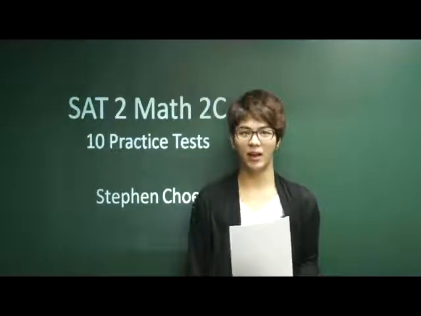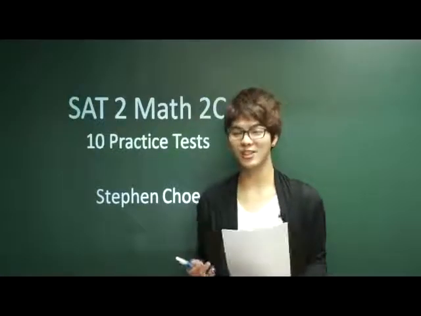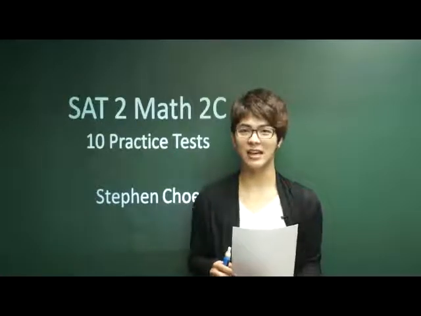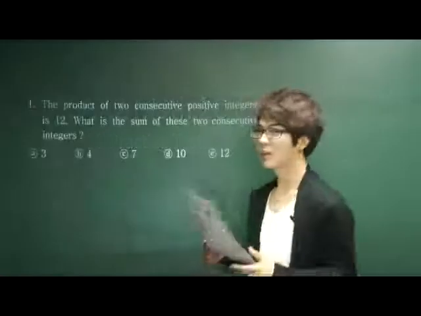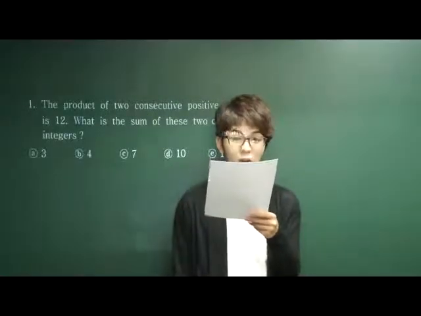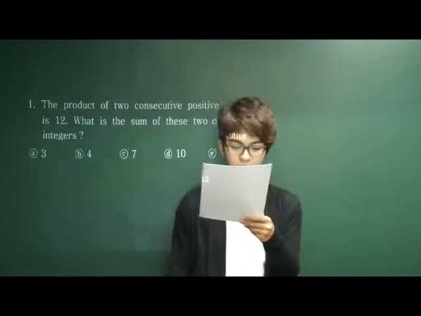This is Stephen Choi. Today we are going to start with test set number 10, our last and final test set. Okay, so let's begin from number 1. Number 1: the product of two consecutive positive integers is 12. So what is the sum of these two consecutive integers?